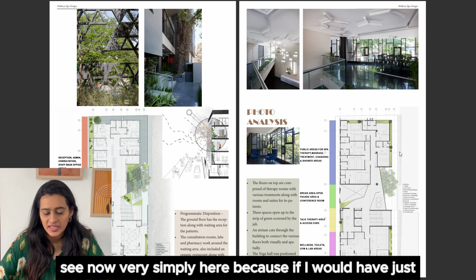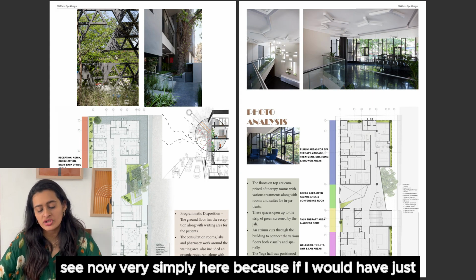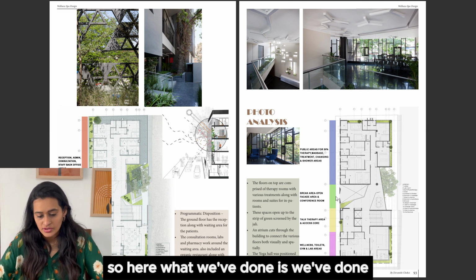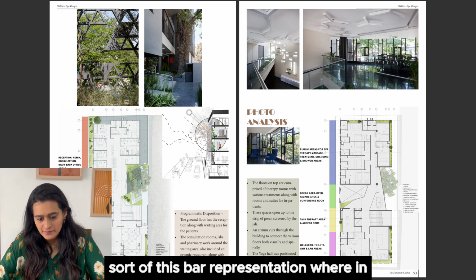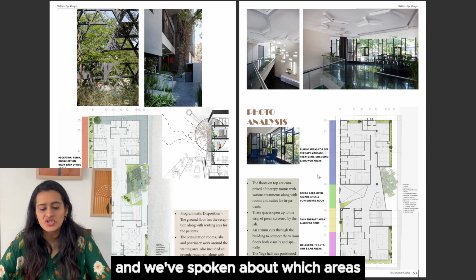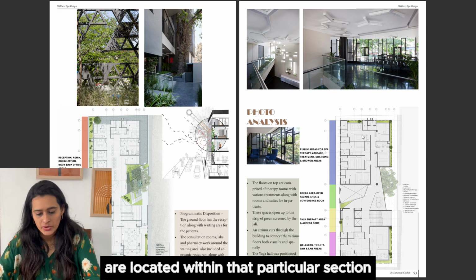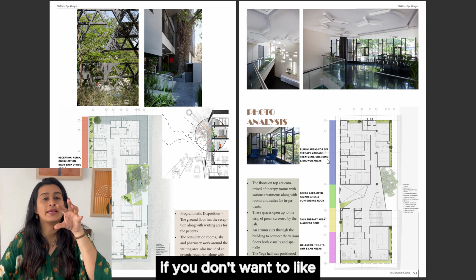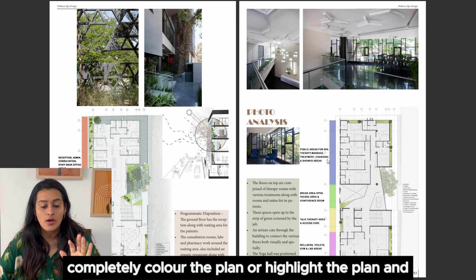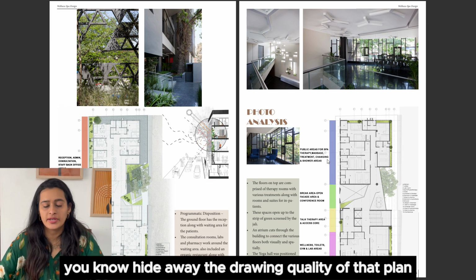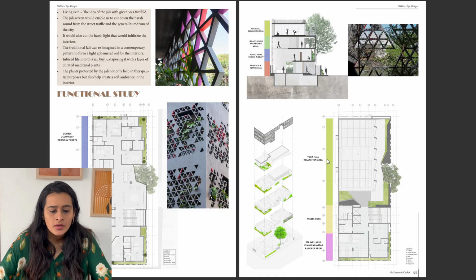Now very simply here, if I would have just added the color, maybe I couldn't see what is below. So here what we've done is a bar representation, wherein we've given just colorful bars, and we've spoken about which areas are located within that particular section. So this is also a way in which you can represent if you don't want to completely color the plan or highlight the plan, and hide away the drawing quality of that plan.